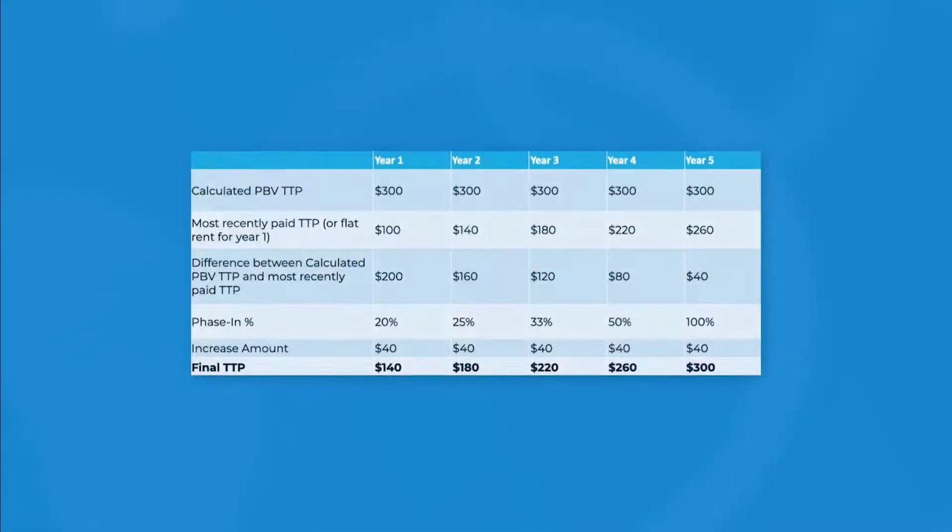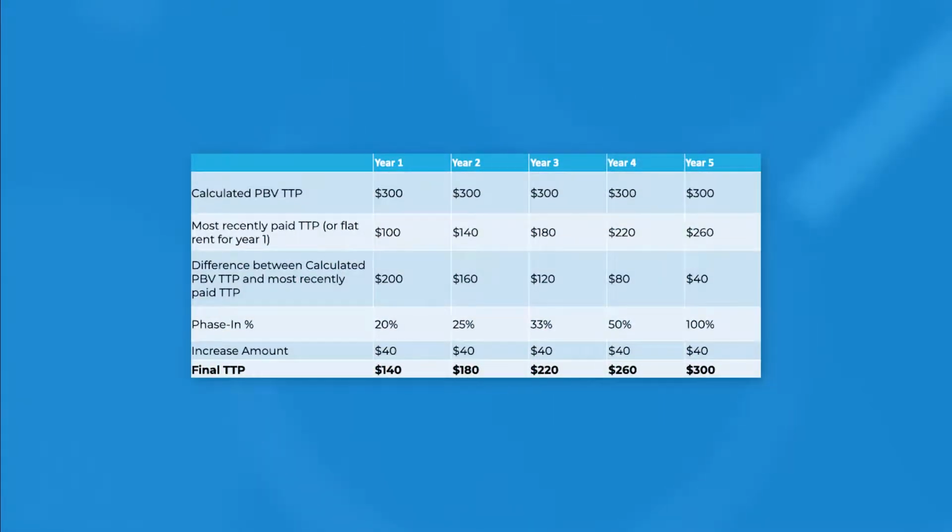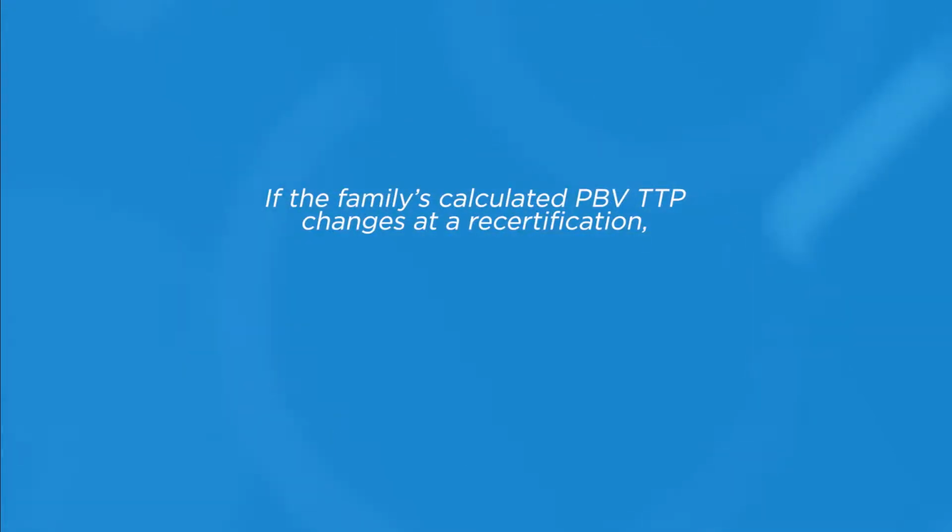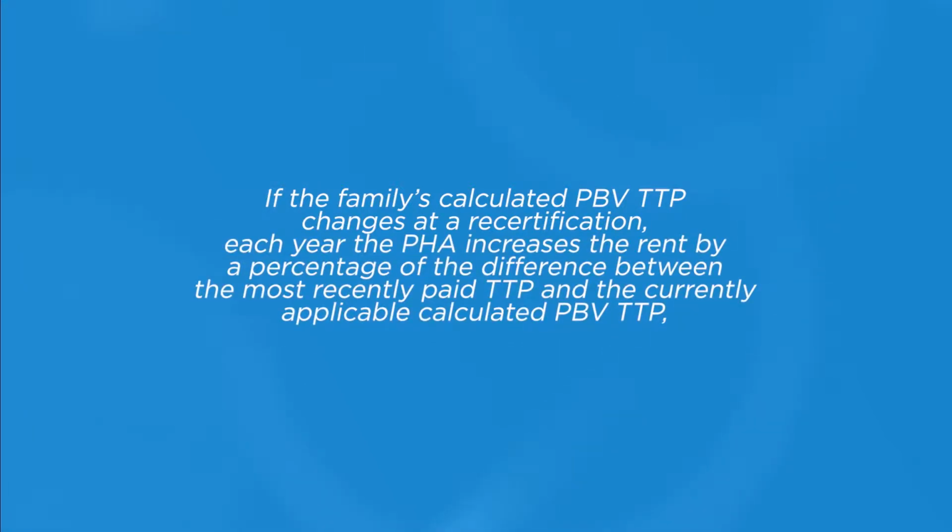In this example, the family's calculated PBV TTP stays at $300 over all 5 years, but in reality, TTPs may fluctuate. If the family's calculated PBV TTP changes at a recertification, each year the PHA increases the rent by a percentage of the difference between the most recently paid TTP and the currently applicable calculated PBV TTP, not the calculated PBV TTP at conversion.